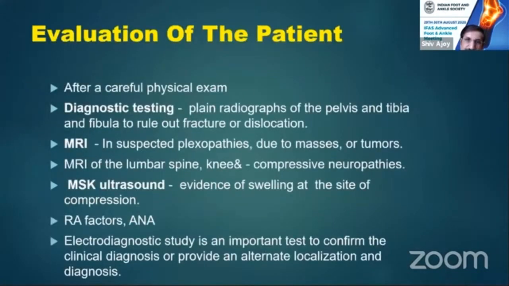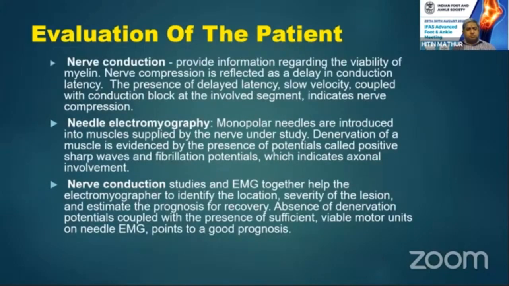How do you evaluate the patient? You have to do a careful physical examination and diagnostic testing, that is, you have to take X-rays of the pelvis, knee, and the ankle joint to rule out any fracture or dislocation, and MRI in suspected cases. Musculoskeletal ultrasonography is very important to rule out swelling at the site of compression. Then EMG and NCV are the most important for the evaluation of the nerve.